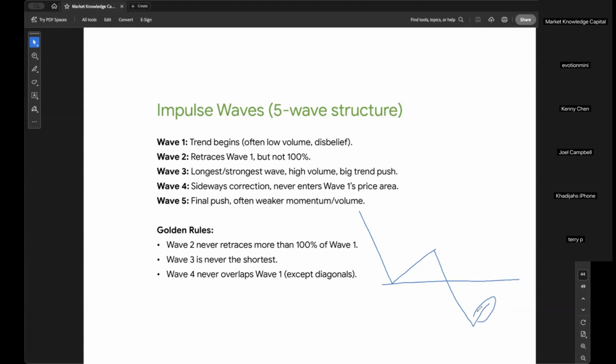So when you are doing your waves and identifying your corrections, if you have this as a rule of thumb, it will help you understand whether you're looking at an impulse or just a correction.